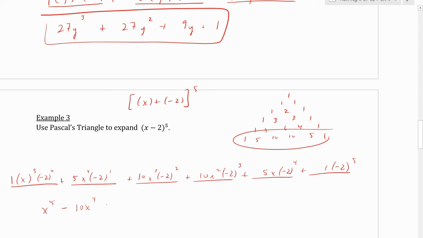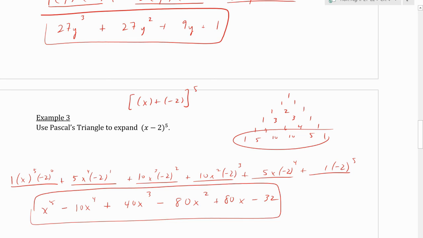Here, a negative is getting raised to an even power. That makes it positive. 4 times 10 is 40x cubed, minus 80x squared. Let's see, 16 times 5, what is that? Another 80. Plus 80x minus 32.